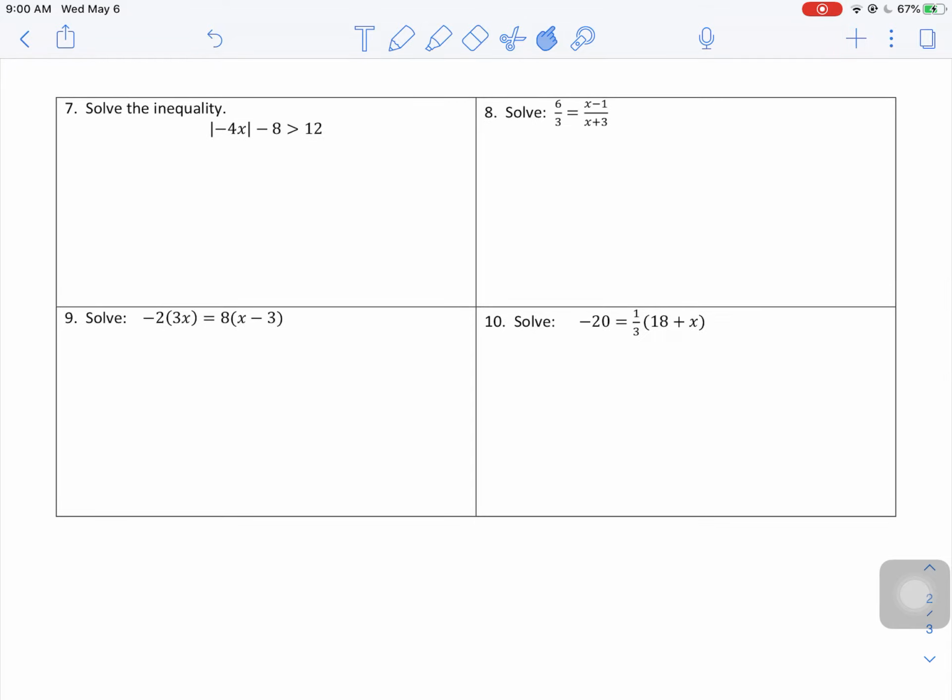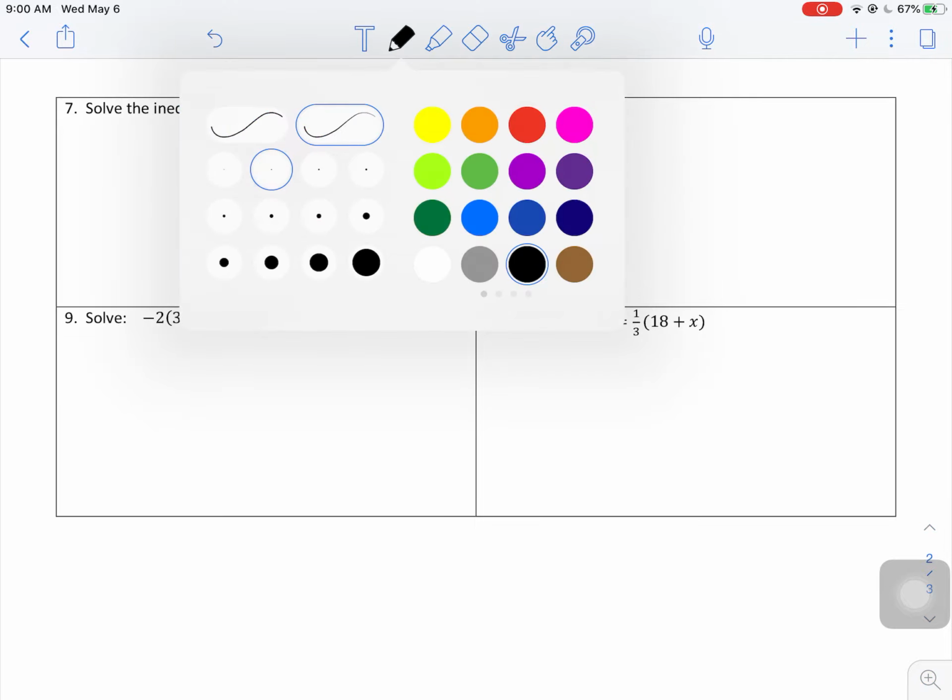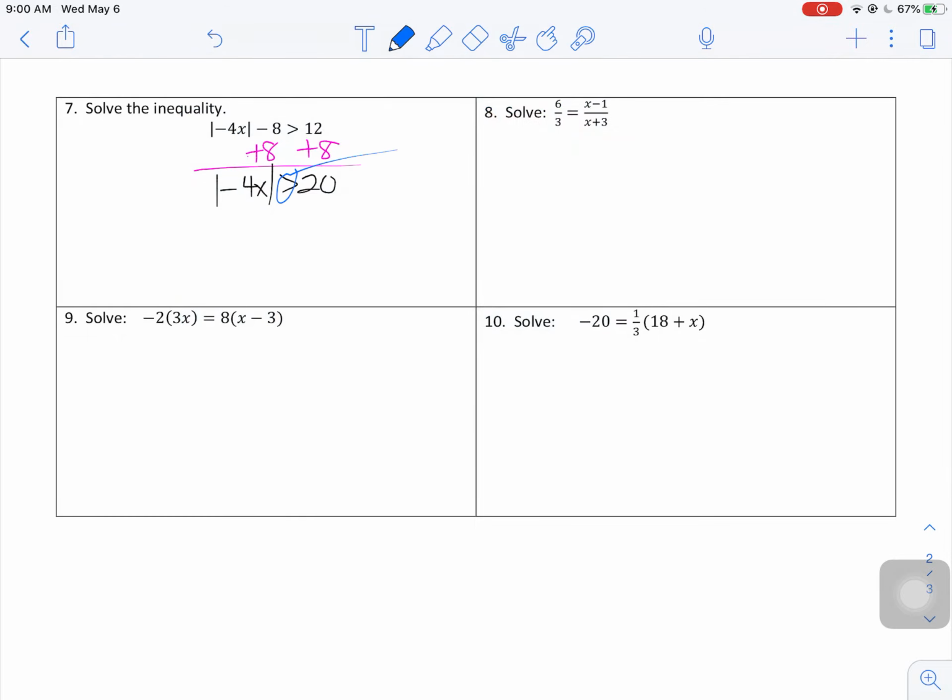Number 7, solve the inequality. So since it's an absolute value inequality, we have to isolate the absolute value bars first by doing order of operations backwards. So I'm going to add 8 to both sides of the inequality. So then I get absolute value of negative 4x is greater than 20. Once the absolute value bars are isolated, you can decide if it's a greater than problem or a less than problem. So I'm looking at this sign right here. Since it's a greater than sign, this is going to be an OR problem, greater, so a union problem.